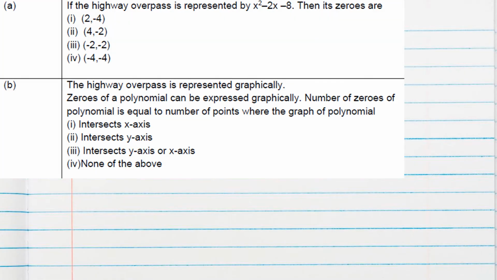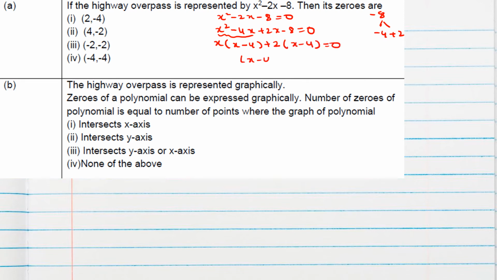If the highway overpass is represented by x square minus 2x minus 8, then the zeros are. So we have to find the zeros. So what will be the factors? Minus 8 should be the product and minus 2 should be the sum. So minus 4 plus 2 we can take. Minus 4x plus 2x minus 8 equal to 0. x we can take common from the first two terms. Then 2 we can take common. x minus 4, x minus 4, x plus 2 equal to 0. So if we equate this with 0, we'll get 4 and minus 2 as the answer, which is option 2.